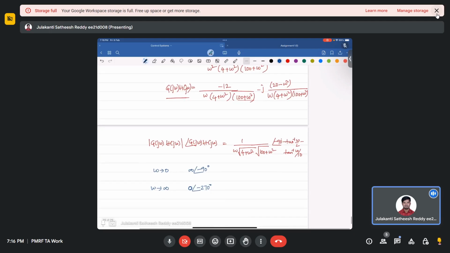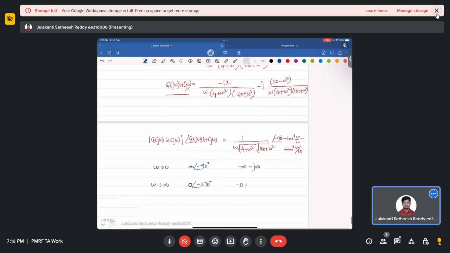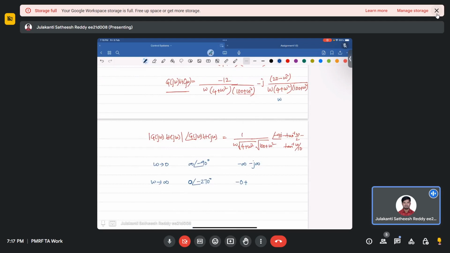Even if you keep omega tends to 0, the real part will become minus infinite. So this is the intention of that one. Now, as omega tends to infinity, what happens? This will become minus 0. The component 20 will be negligible, minus minus is plus, so it will be omega square by omega. Then with omega square into omega square, you will get omega cube, and 1 by omega cube means it will be 0 again. This indicates that you should not leave that negative, since it indicates the angle.